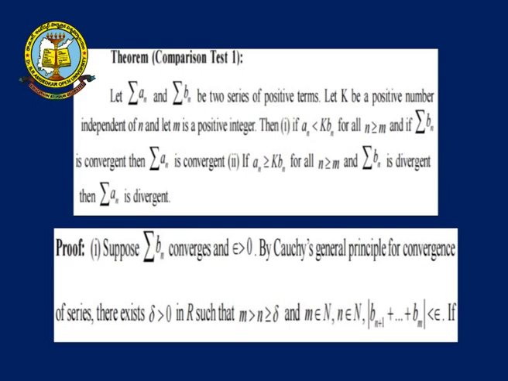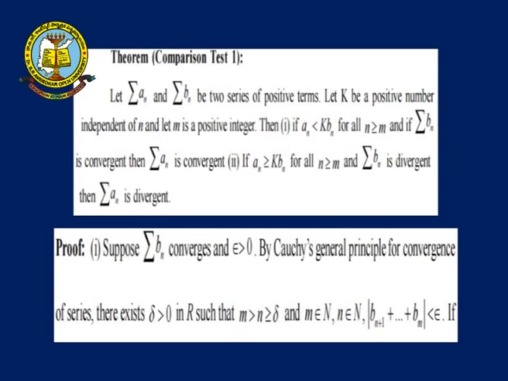Next, if a_n is greater than or equal to k times b_n, and sigma b_n is divergent, then sigma a_n is also divergent. That is the conclusion for the comparison test. Now, from the proof point of view, I will take sigma b_n as convergent.